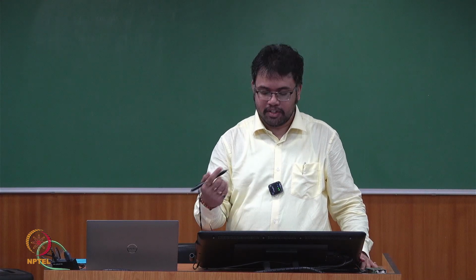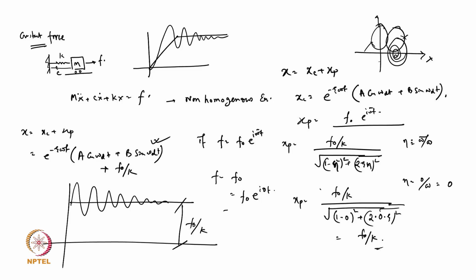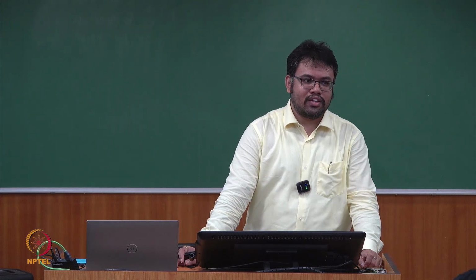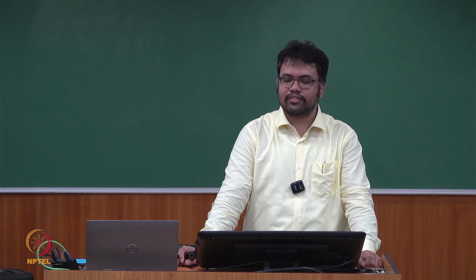And if it is damped, what will happen? Instead of a circle, it will be a spiral. And the point where it will vanish is at the distance f0 by k. Makes sense? Clear? Good.